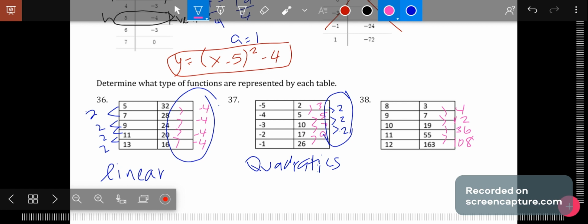So if we subtract these again, 12 minus 4 is 8. 36 minus 12 is 24. 108 minus 36 gives us 72. Because all of these have been different, we can tell that this is an exponential function.